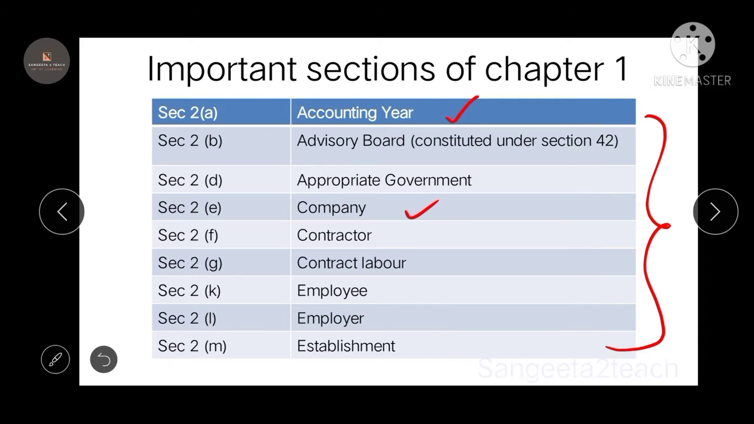Section 2(b) is the advisory board. B for board, so it is the advisory board. Section 2(d) deals with the appropriate government. Section 2(e) is company. Section 2(f) is contractor. This is very important because the definition of contractor is included in the employer, so this may be asked. Section 2(f) is contractor. Section 2(g) is contract labor. Section 2(k) is employee. Section 2(l) is employer. And Section 2(m) is establishment.